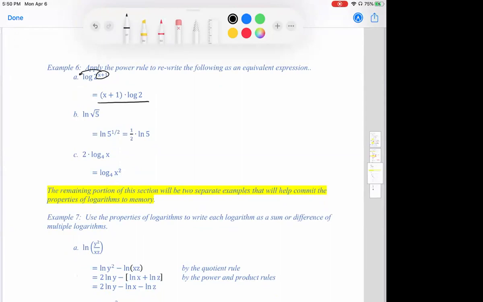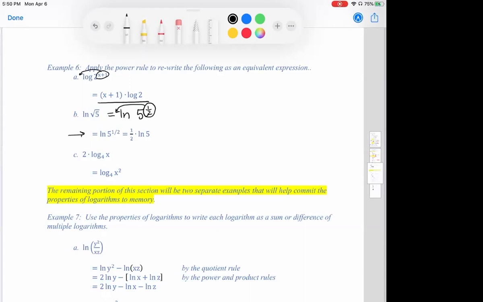All right, ln of square root of 5. So remember our rules of exponents. If I have a radical, it's a fraction in disguise. So this is ln of 5 to the 1/2 power. Okay, just like before, I want to take my exponent and I want to move it forward. It has all of that written right here. We have ln of 5 to the 1/2 power, and I take my exponent and move it forward. So I have 1/2 times ln of 5.